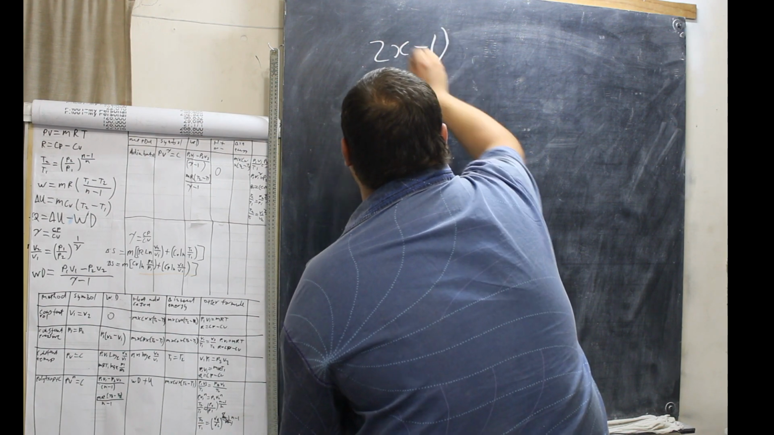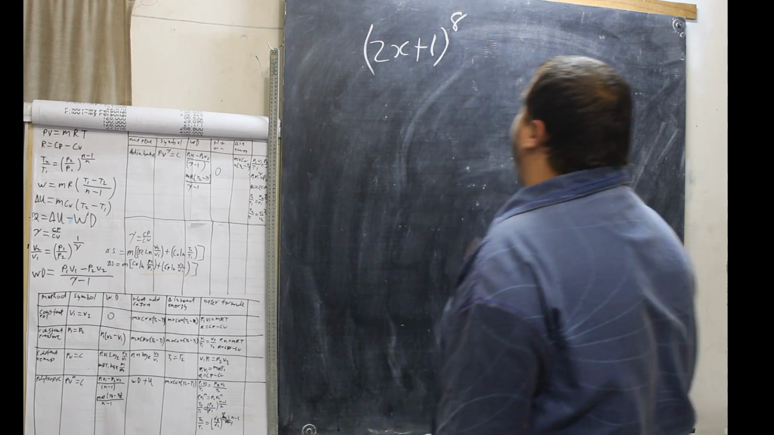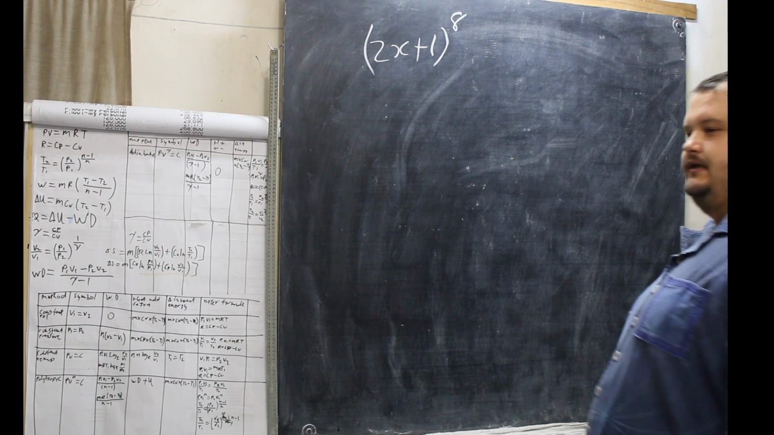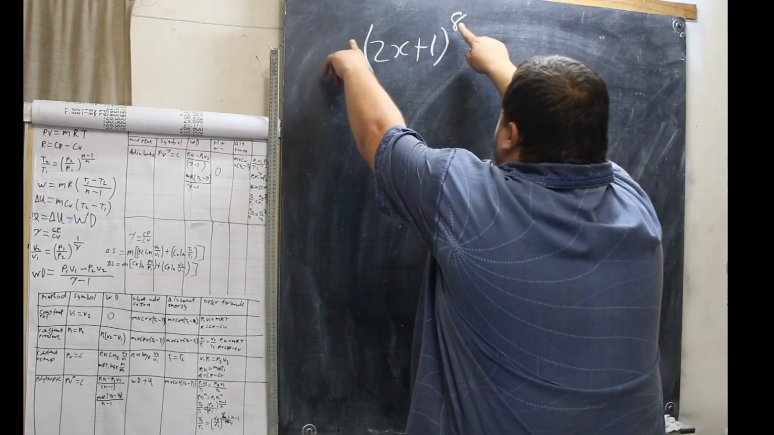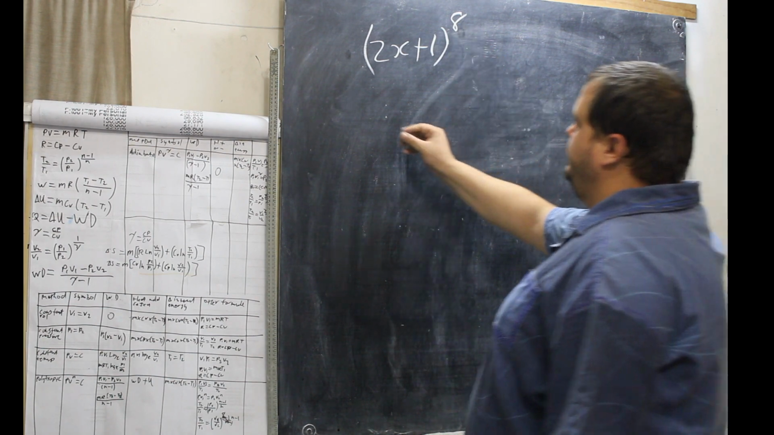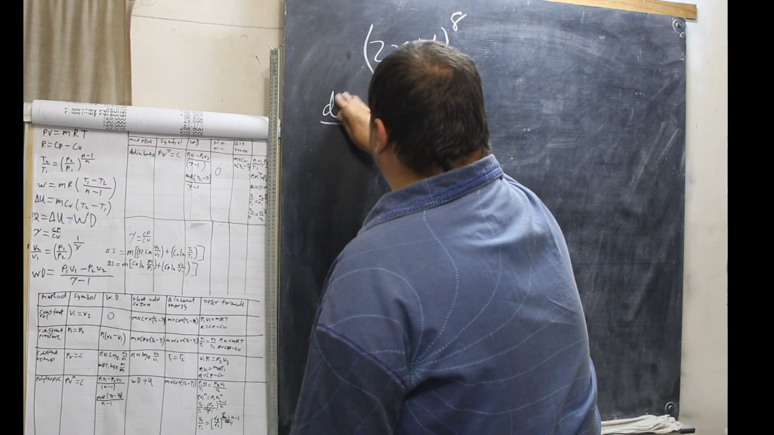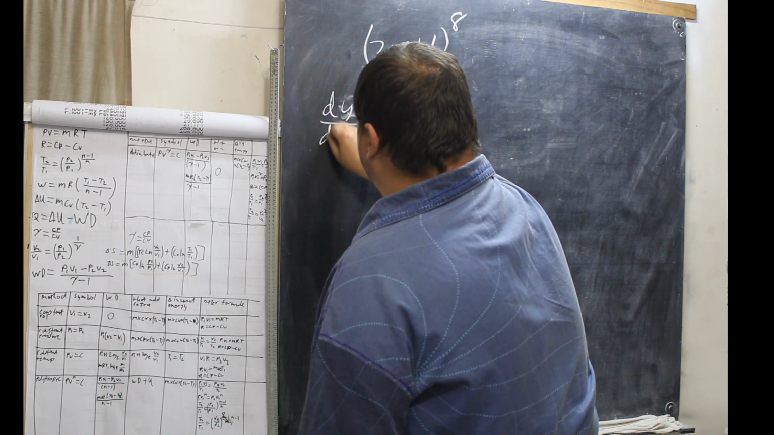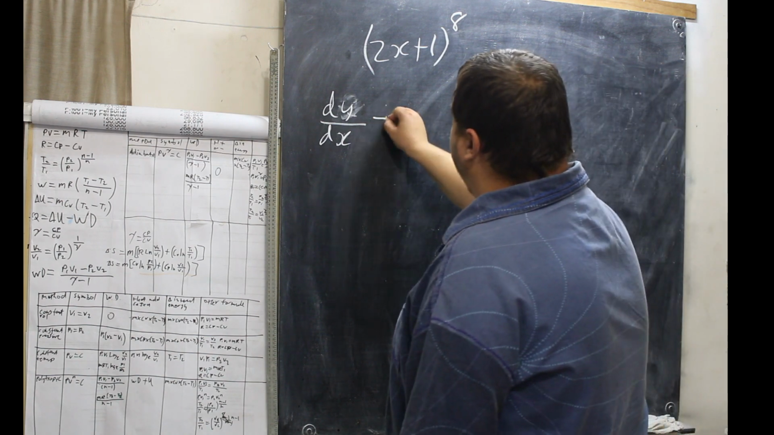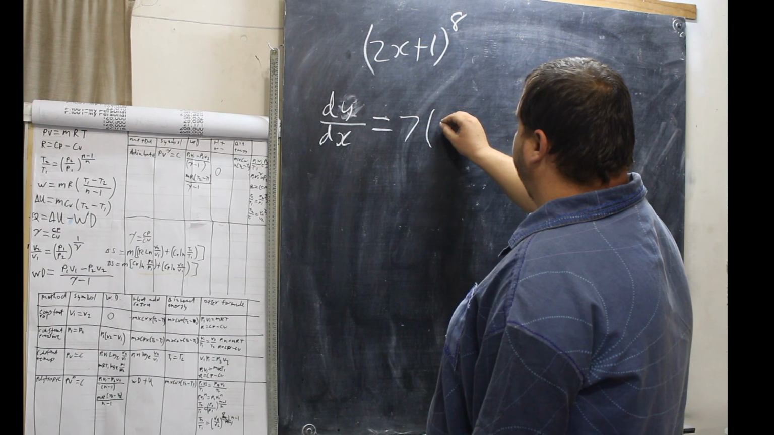2x plus 1 to the power 8. Right, this is where the outer inner comes in. So, this is the outer. The exponent is the outer. So, all we do is differentiate. So we say 8 times.